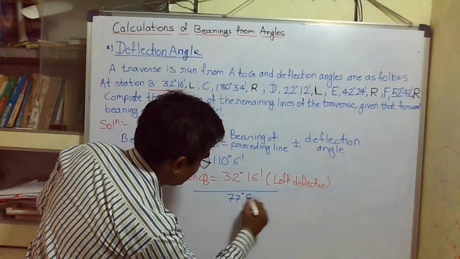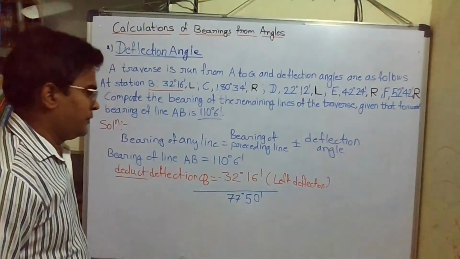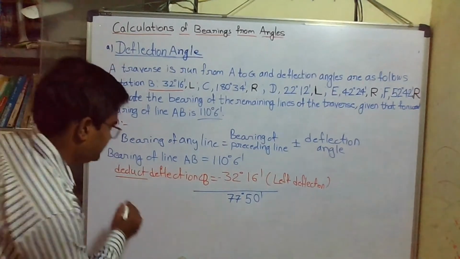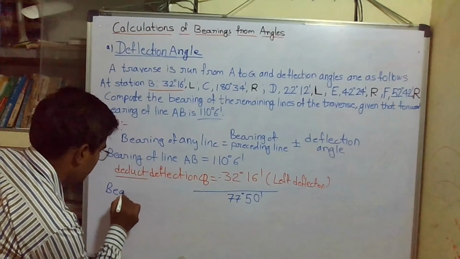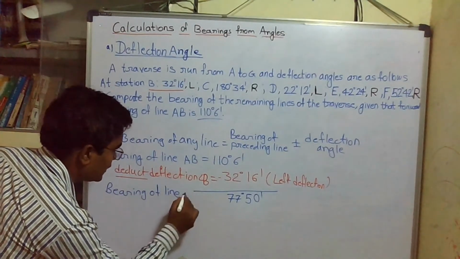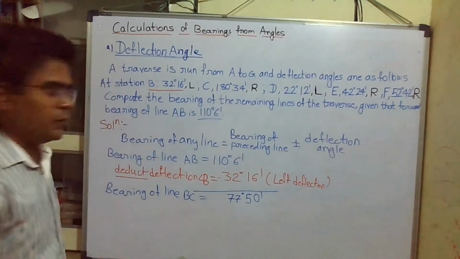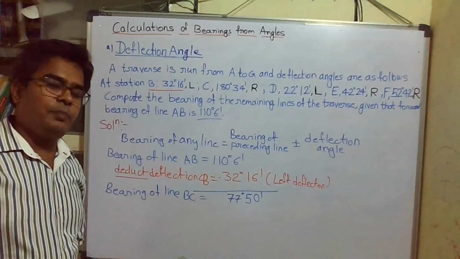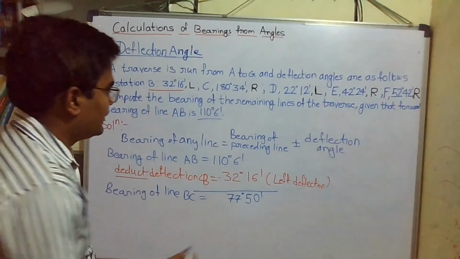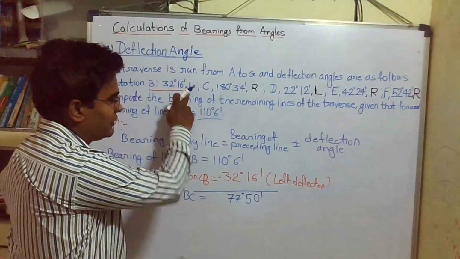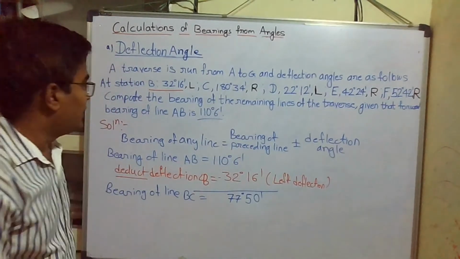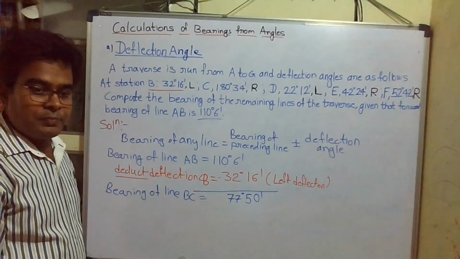77 degree 50 minutes. And this is nothing but the bearing of line BC. How did we get the bearing of line BC? It is the bearing of the preceding line plus the deflection angle at B. This deflection angle is on the left hand side, so we deduct the deflection angle of 30 degrees. So we got the bearing of the next line BC as 77 degree 50 minutes.